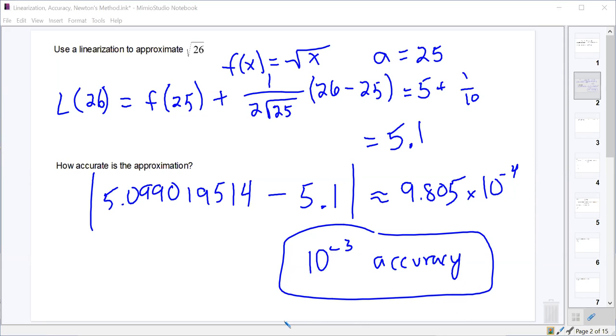What if you were off by exactly 1/10,000th? Then if it was exactly 1, we would say that you have accuracy to 1. If it was 1 times 10 to the negative 4, you could say 10 to the negative 4 accuracy. But anything greater than exactly 1 times 10 to the negative 4, you'd bump it up to 10 to the negative 3.